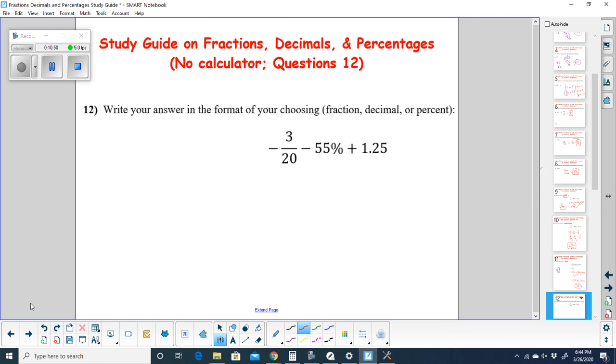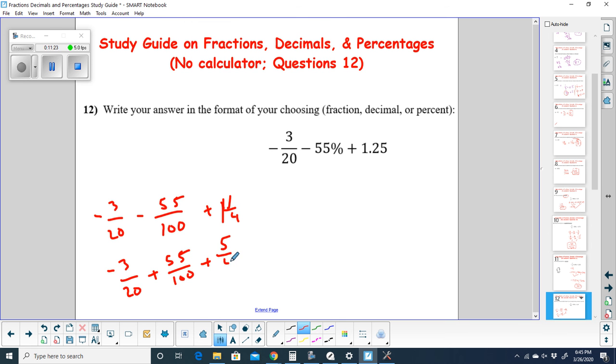All right, this is an answer of your choosing. I'm going to do fraction first and then talk about the other two. So this is negative 3 over 20 minus 55 over 100 plus 1 and 25 hundredths, or 1 and 1/4. Let's do that. So this is negative 3 over 20 plus 55 over 100 plus 5 over 4.